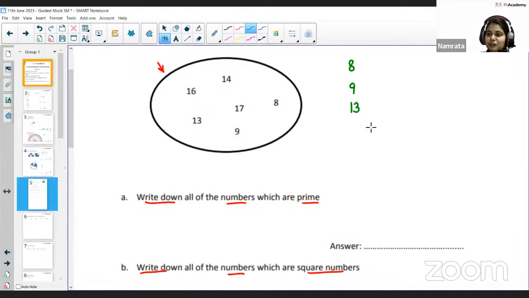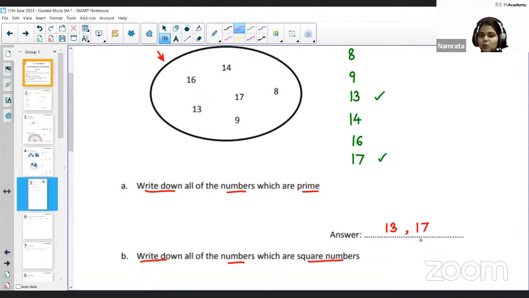13, yes, because 13 has only two divisors, 1 and 13 itself. Then moving on to 14, no, because it has more than two divisors, for example 2, 7, 1, 14. Then we have 16. 16 again has more than two divisors, 2, 8, 4. Then we have 17, which has only two divisors, 1 and 17 itself. So the most appropriate answer is 13 and 17.